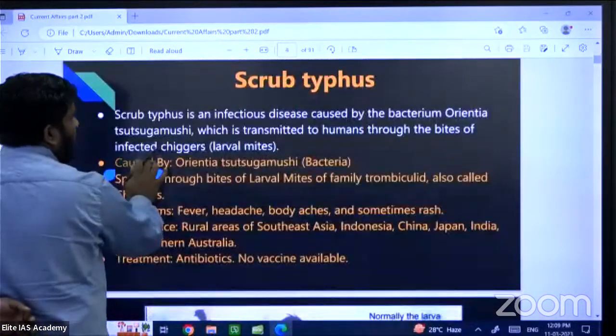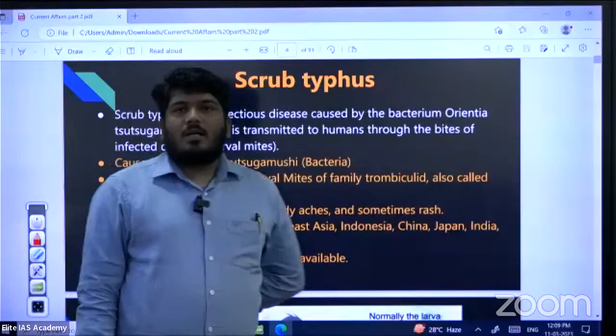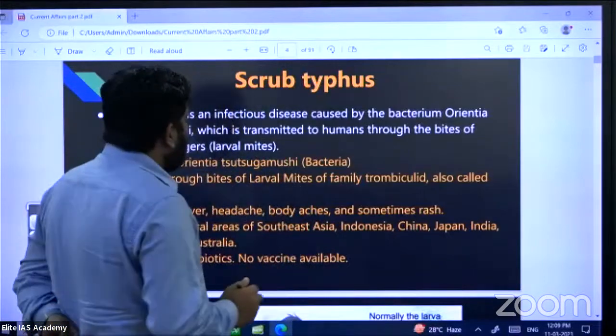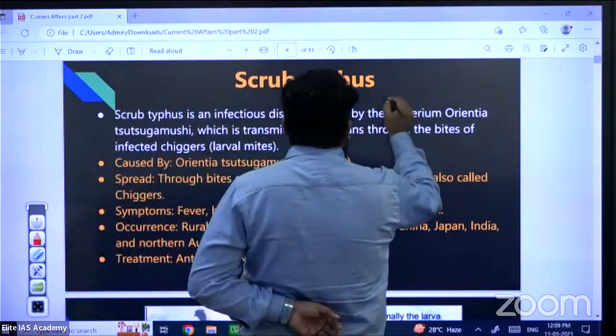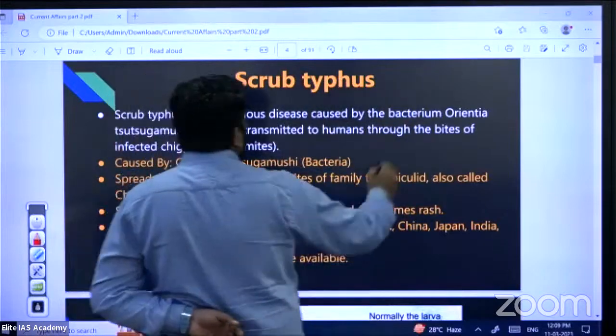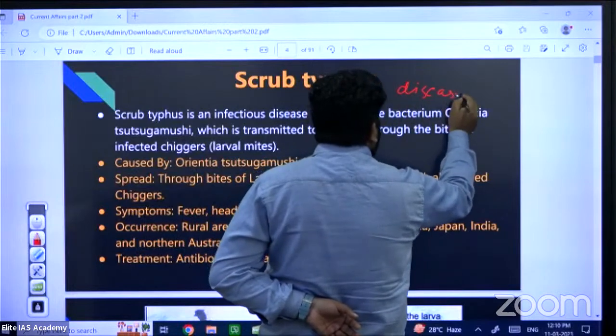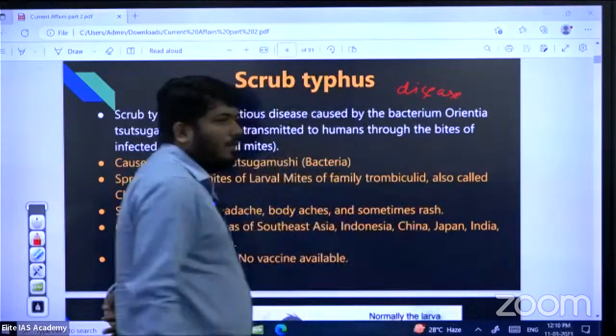Coming to our first topic, you know that it is related to a disease. Whenever you read a topic which is related to a disease, what are the things you need to read in that? First, you have to study which virus the disease is caused by. That is the first point you need to read.